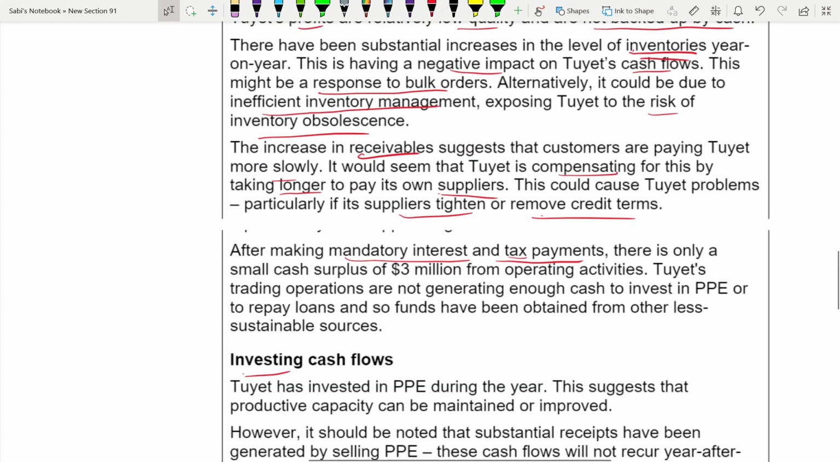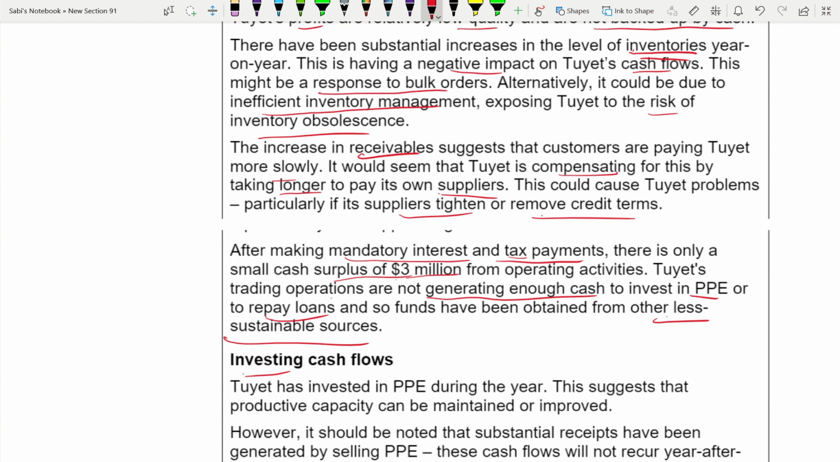Coming to interest and tax, these are mandatory. But there is a small cash surplus of 3 million only from operating activity. So overall, you can conclude that their trading operations are not generating enough cash to invest in PPE or to repay the loan. So because you're not having enough cash from operating, what are you doing? You are obtaining this fund from other less sustainable sources by having more loans.